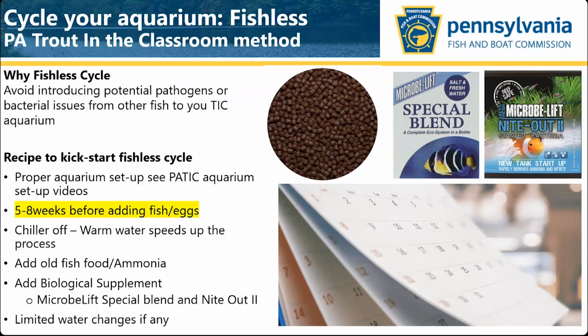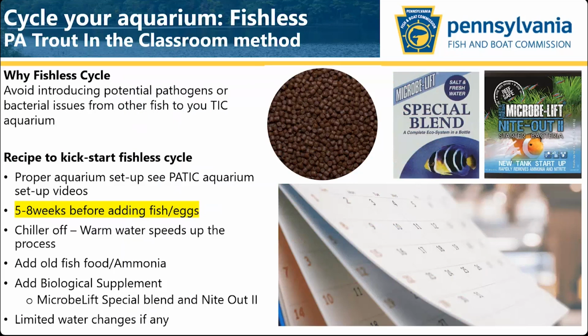There is a video on the TIC webpage that will show some of the basic setups on how to do this, and then we're going to go into a little bit more depth on what you're going to experience through this fishless cycle. Generally, this should be done anywhere from 5 to 8 weeks ahead of getting your fish or your eggs. This way it allows the tank to fully cycle, and then you shouldn't have any ammonia compounds when you get your fish, because putting your fish or your eggs into a tank that has high ammonia, nitrites, or nitrates can kill them. So you want to make sure that your tank is up and healthy.